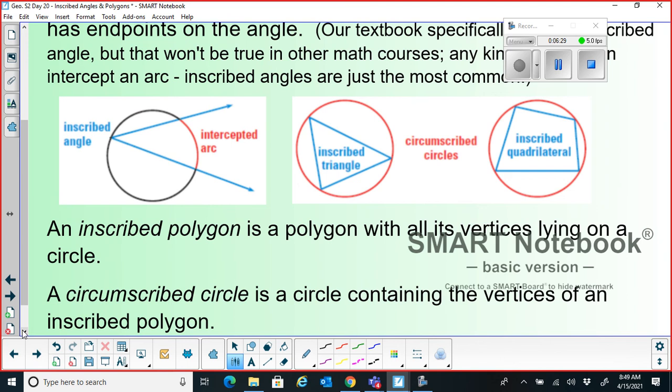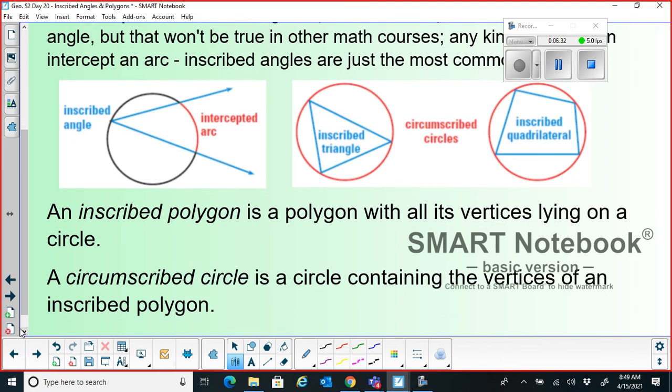I hope these definitions are clear. We'll use these terms more often from now: inscribed polygon, circumscribed circle, intercepted arc, and inscribed angle. An inscribed angle is the angle which lies on the circle and is made by two chords. The intercepted arc is the arc cut off by the two chords of an inscribed angle. An inscribed polygon is a polygon with all the vertices lying on the circle. A circumscribed circle is a circle containing the vertices of an inscribed polygon. I hope these definitions are clear. Keep those in mind. Let's move on to the next slide.